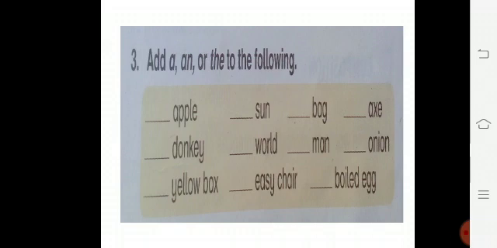Students, an apple, a sun, a bag, an X, a donkey, a world, a man, an onion, a yellow box, an easy chair, and a boiled egg. Okay students, hope that all of you have understood about a and an, the articles.